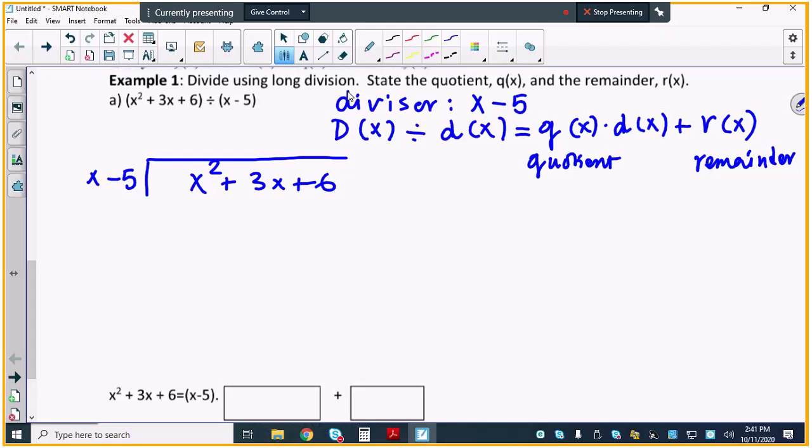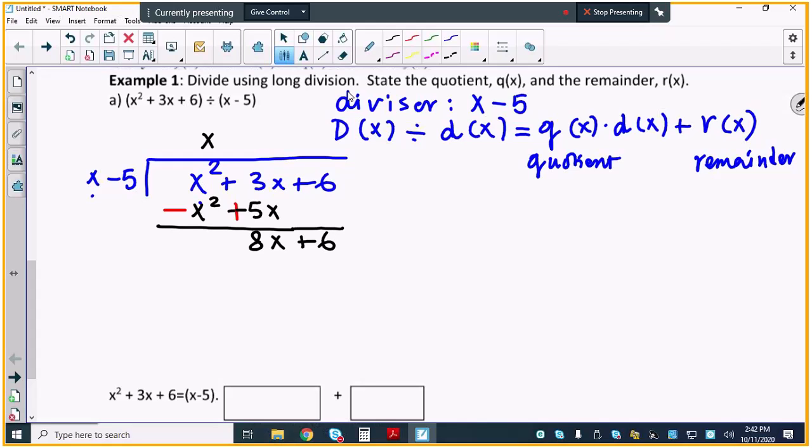Now your target is to multiply something with the x that will make the product look like x squared. Clearly, if I multiply x with x, then I get x squared. If I multiply x with negative 5, I get minus 5x. In a regular long division, now we are supposed to subtract. So how do I understand subtraction? At this point, you are going to change the signs from positive to negative, from negative to positive, and then simplify. So see, x squared and x squared will cancel each other. I will get 3 plus 5, 8x, and the next term will come along.